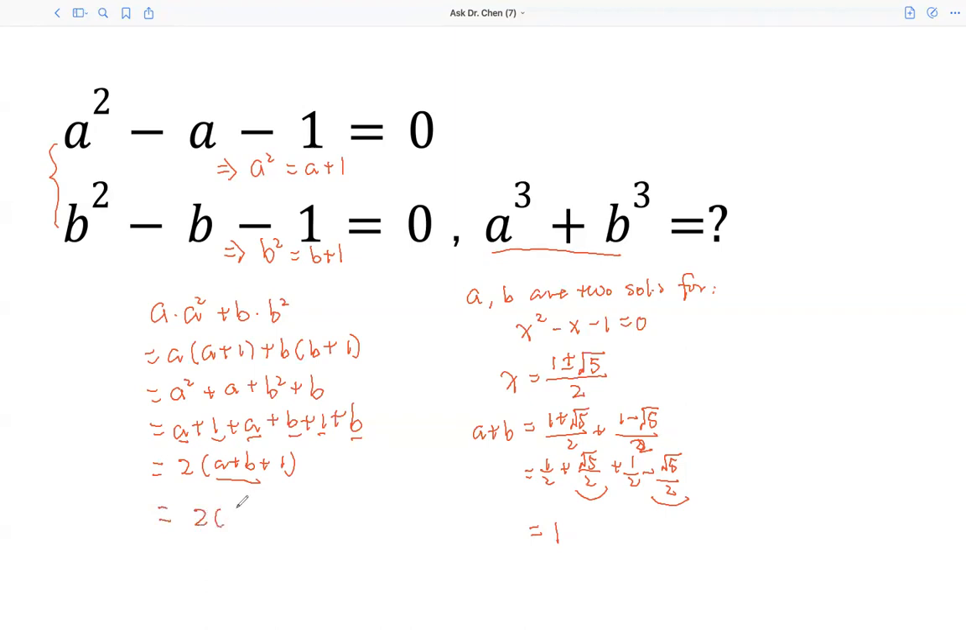So plug into this: a plus b is 1, 1 plus 1 is 2, 2 times 2 is 4. It's also a rational number, which is beautiful.